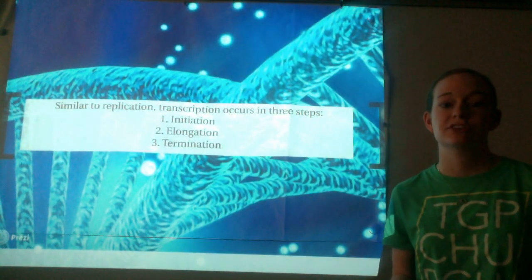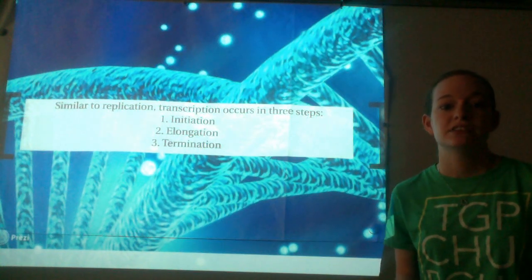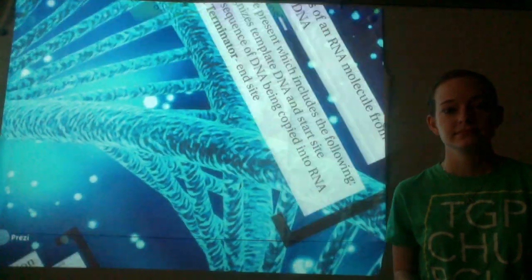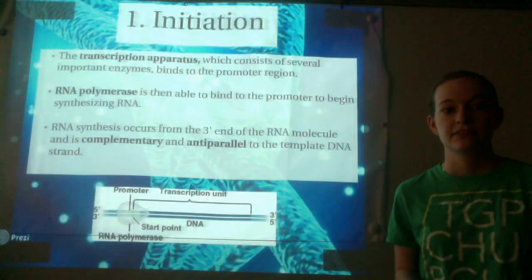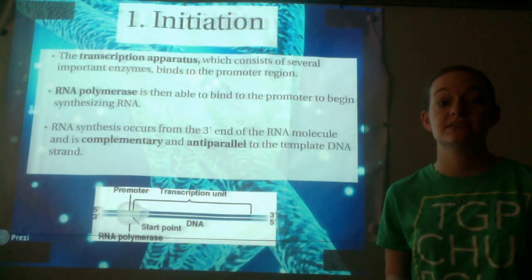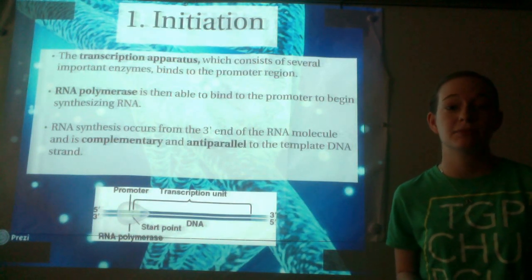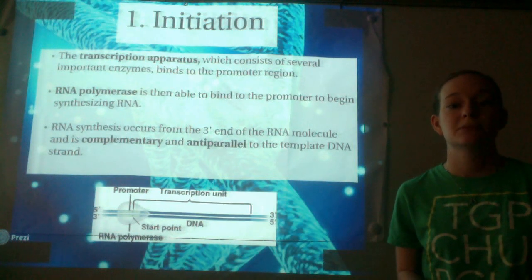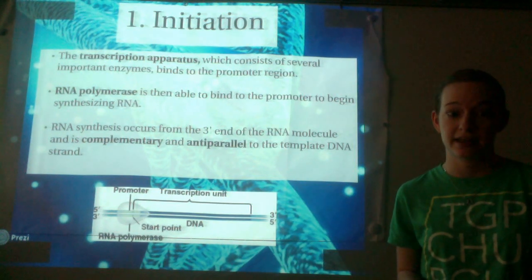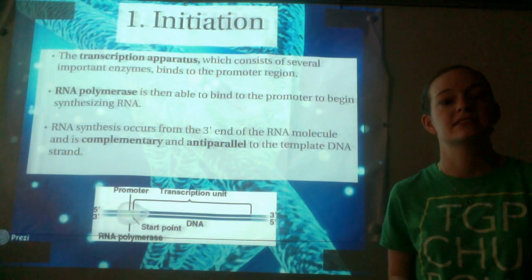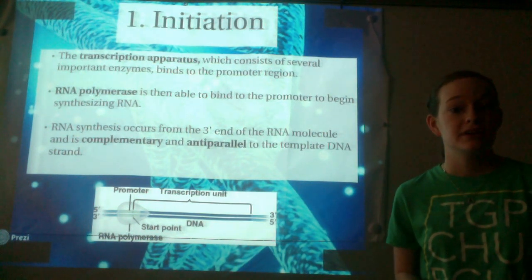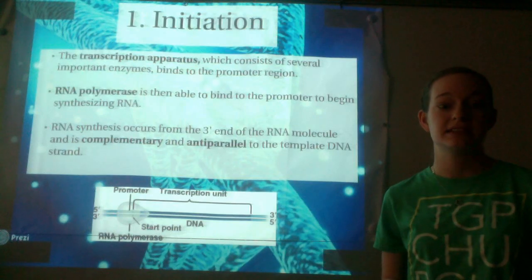Similar to replication, transcription occurs in 3 steps. There's initiation, elongation, and termination. The transcription apparatus, which consists of several important enzymes, binds to the promoter region. RNA polymerase is then able to bind to the promoter to begin synthesizing RNA. RNA synthesis occurs from the 3' end of an RNA molecule and is complementary and anti-parallel to the template DNA strand.